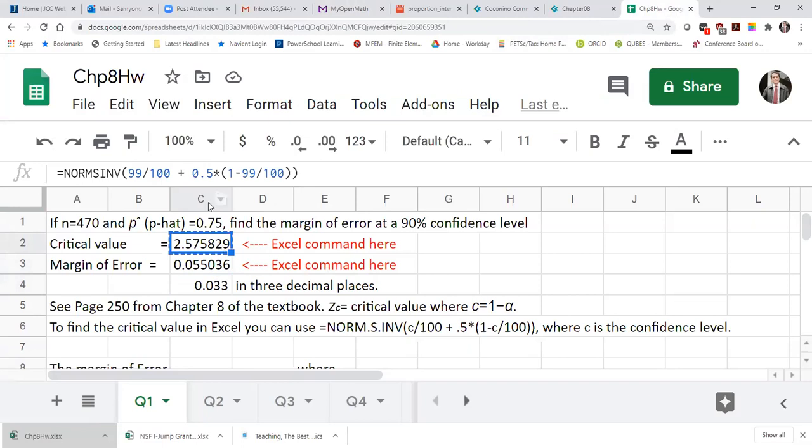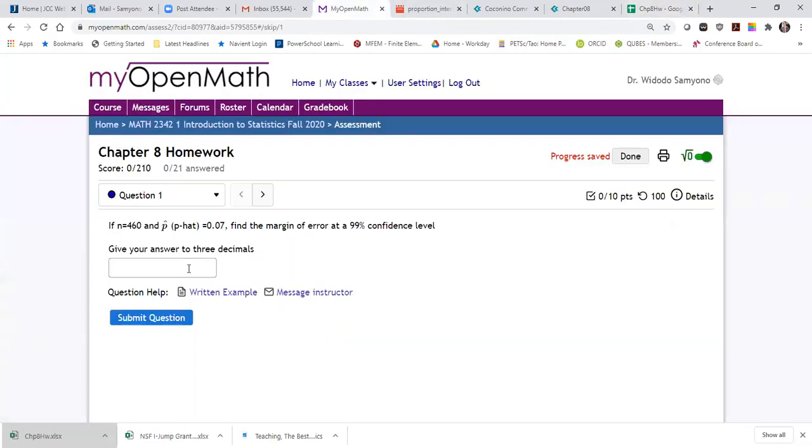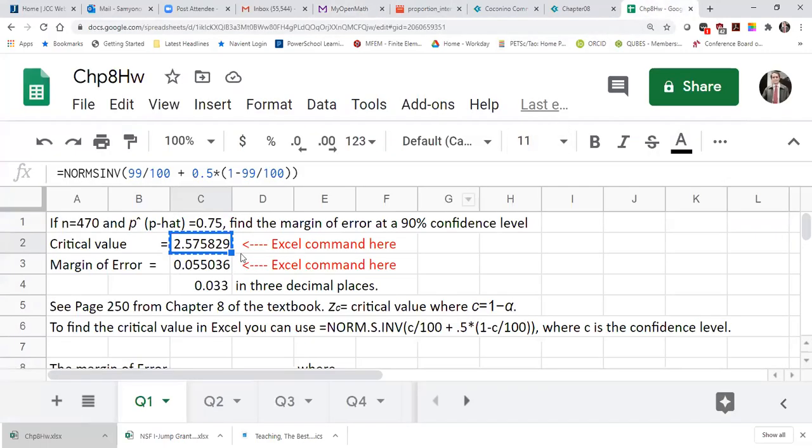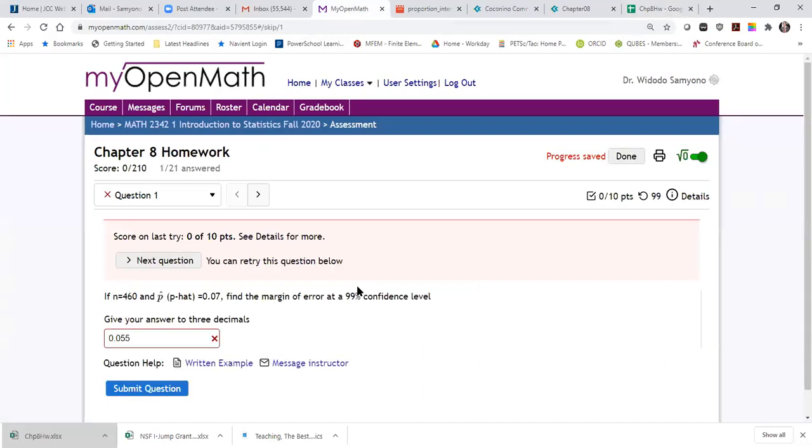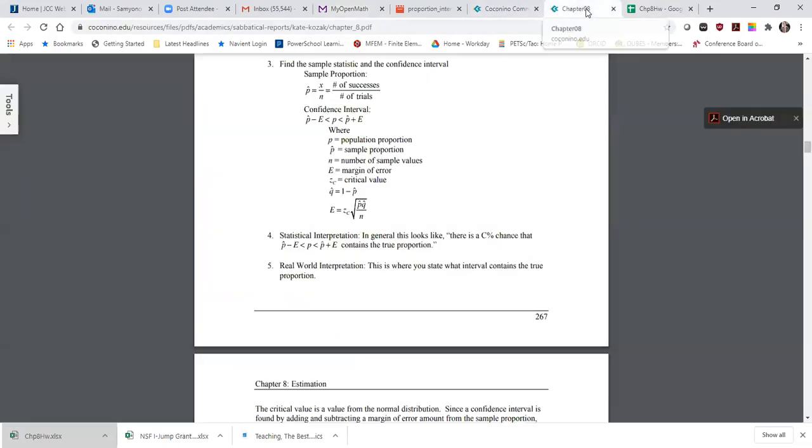Control C. Okay, find the margin of error. So this is looking for the margin of error. So you just need to copy this here and put it here. And you need to round to 3 decimal places. So the answer will be this, right? Okay. Oops. What is wrong here? Okay, hold on. Let me see.